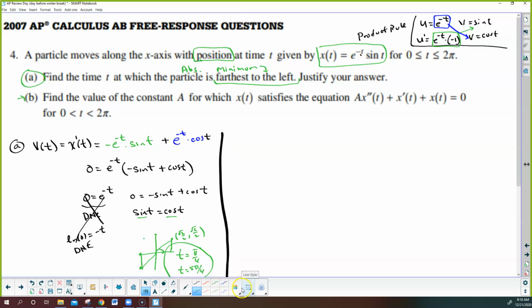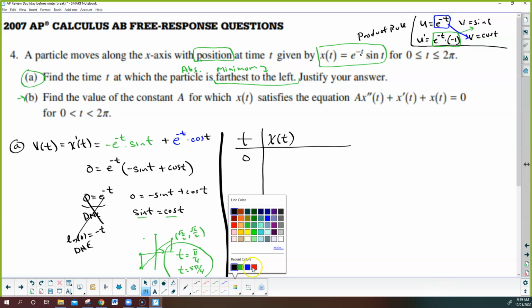But since we're finding the absolute minimum, we have to do the chart. And now we're testing the absolute value, so we're going to test the original function. And I'm going to test the endpoints, 0 and 2 pi, and then I'm going to test the two critical points, pi over 4 and 5 pi over 4.